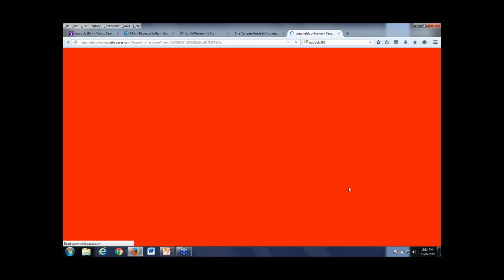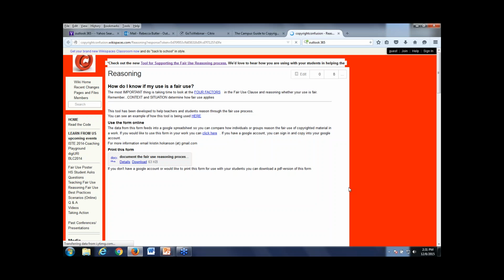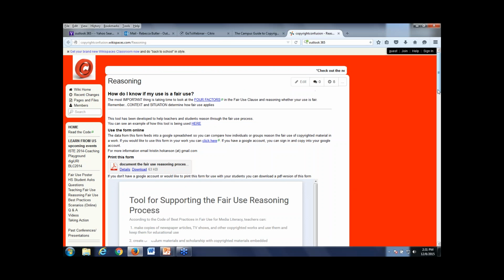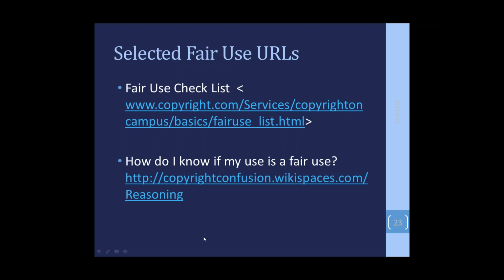How do I know if my use is a fair use? Is a wiki spaces one, but there is some interesting information where you can look, ask questions, read the form, and so on. Again, these are just some things online, and there are many things online that can help you. So some things to play around with in the future when you're thinking about it, to give you a little more information.